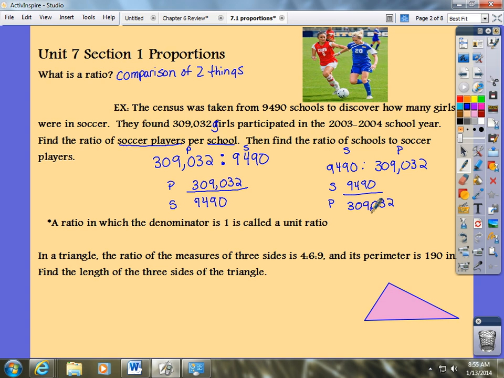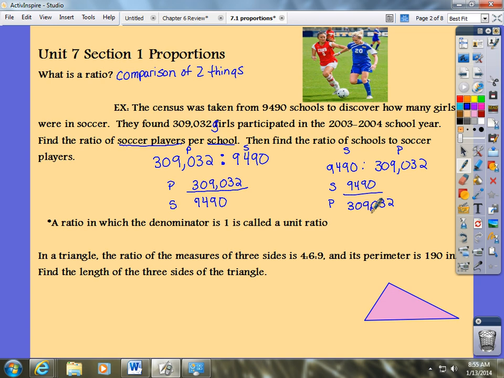We would take 309,032 and divide it by 9,490, and we get about 32.5. So it doesn't divide evenly. They're both even numbers, so you could divide them both by 2 and reduce as much as you can, but it's not really that important right now. We just need to know how to write the ratios properly.